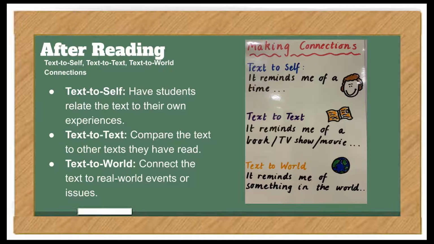This is what it's all about, right? And it is what will help our students with recall. First, we can have our students think about what the text reminds them of. Text to self. What the text reminds them of in terms of other books or TV shows, movies that they've read. And then finally, students can make a text to world connection where they connect what they're reading to real world events or issues. So this is what happens after the reading.